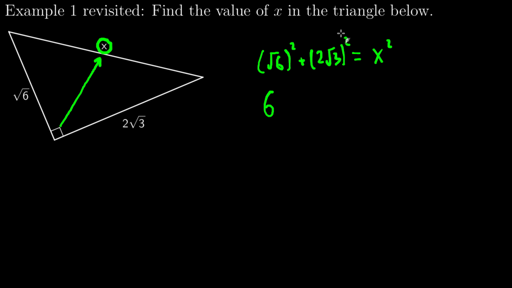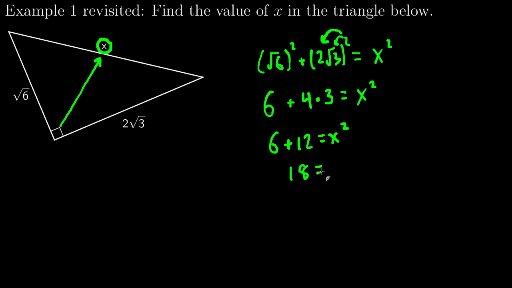2 root 3 squared, I'll send the squared to both terms. 2 squared is 4. Root 3 squared is just 3. The squared and the square root cancel out. I do multiply this 4 and this 3 together. 4 times 3 gives me 12. So I have 6 plus 12 equals x squared. I add 6 plus 12, get 18.